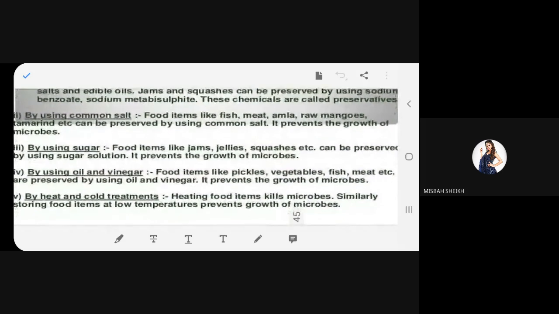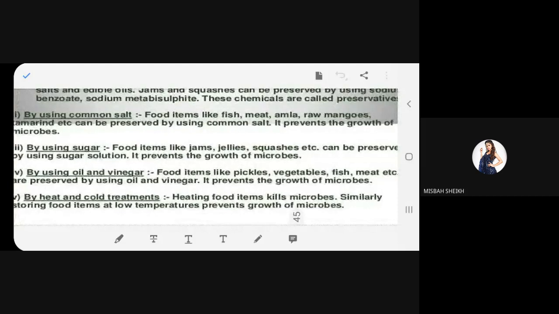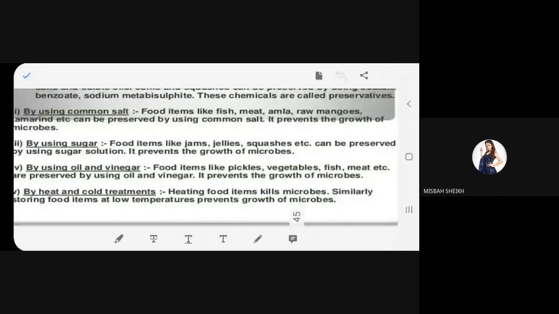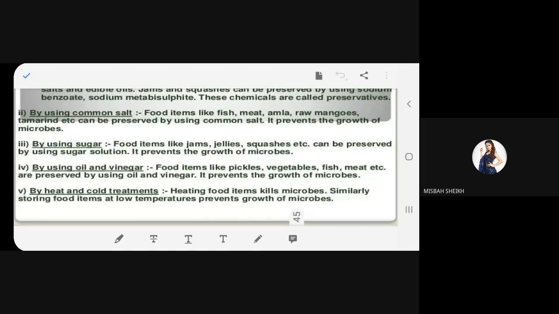Next, by using common salt. Food items like fish, meat, raw mangoes, tamarind, etc. can be preserved by using common salt. It prevents the growth of microbes.